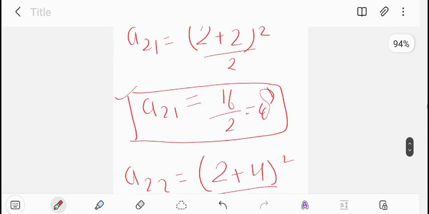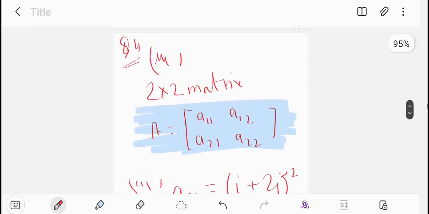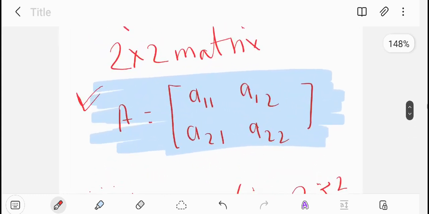I hope it is also clear. Just simply substitute all these values in this general form and we will get the required matrix. I hope it is also very clear to you. Moving ahead.